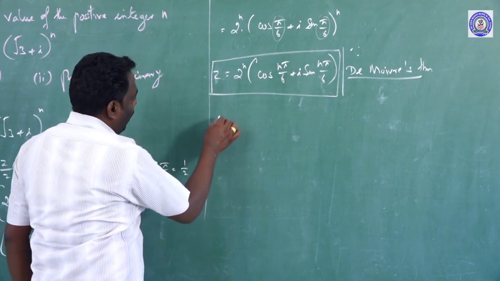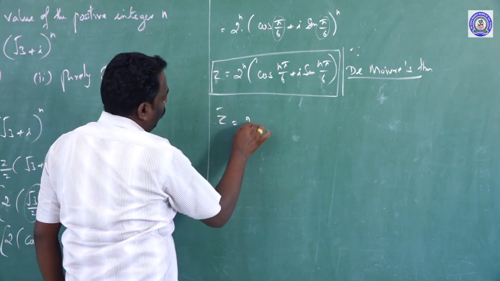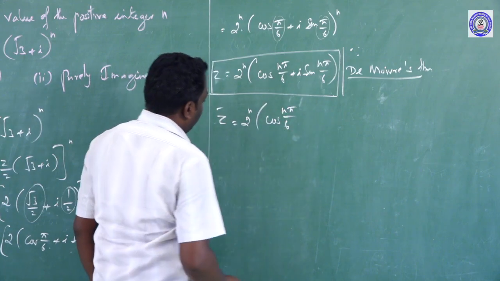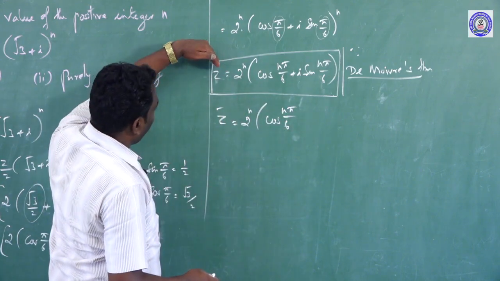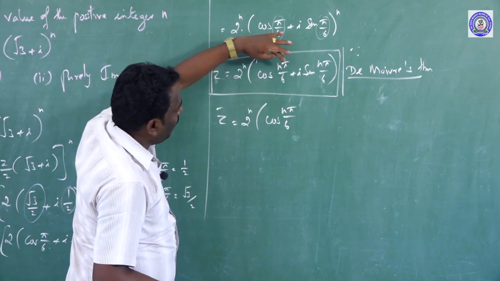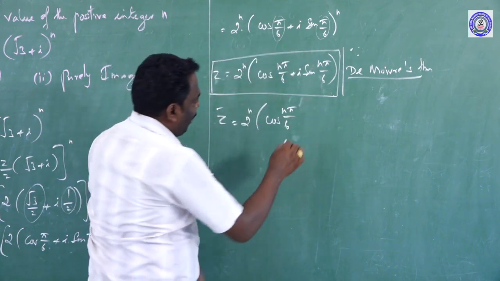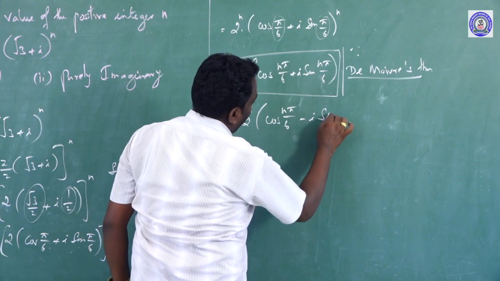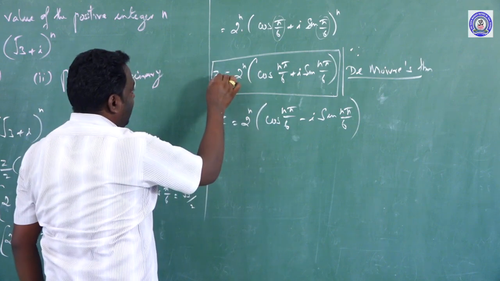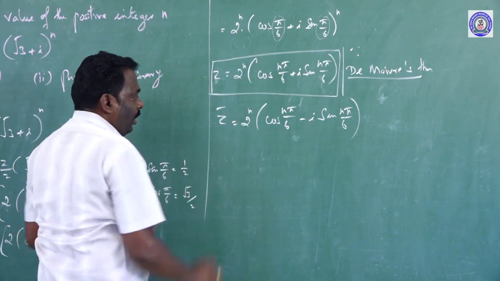Now we want to find Z bar also, that is equal to 2 power n into cos n pi by 6. If you take the conjugate of a complex number, we write plus i as minus i. Therefore minus i into sin n pi by 6. Therefore we know Z is this term and Z bar is equal to this one.